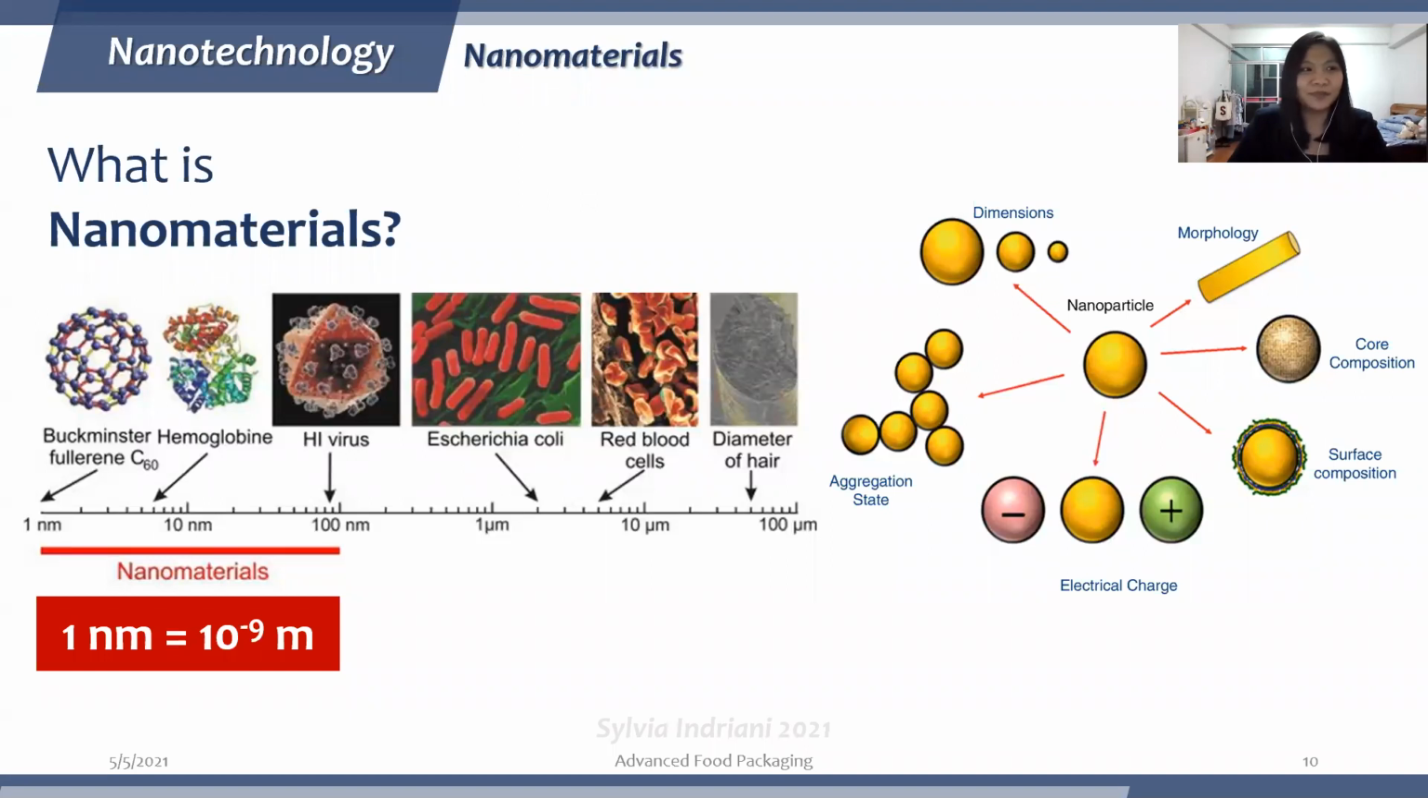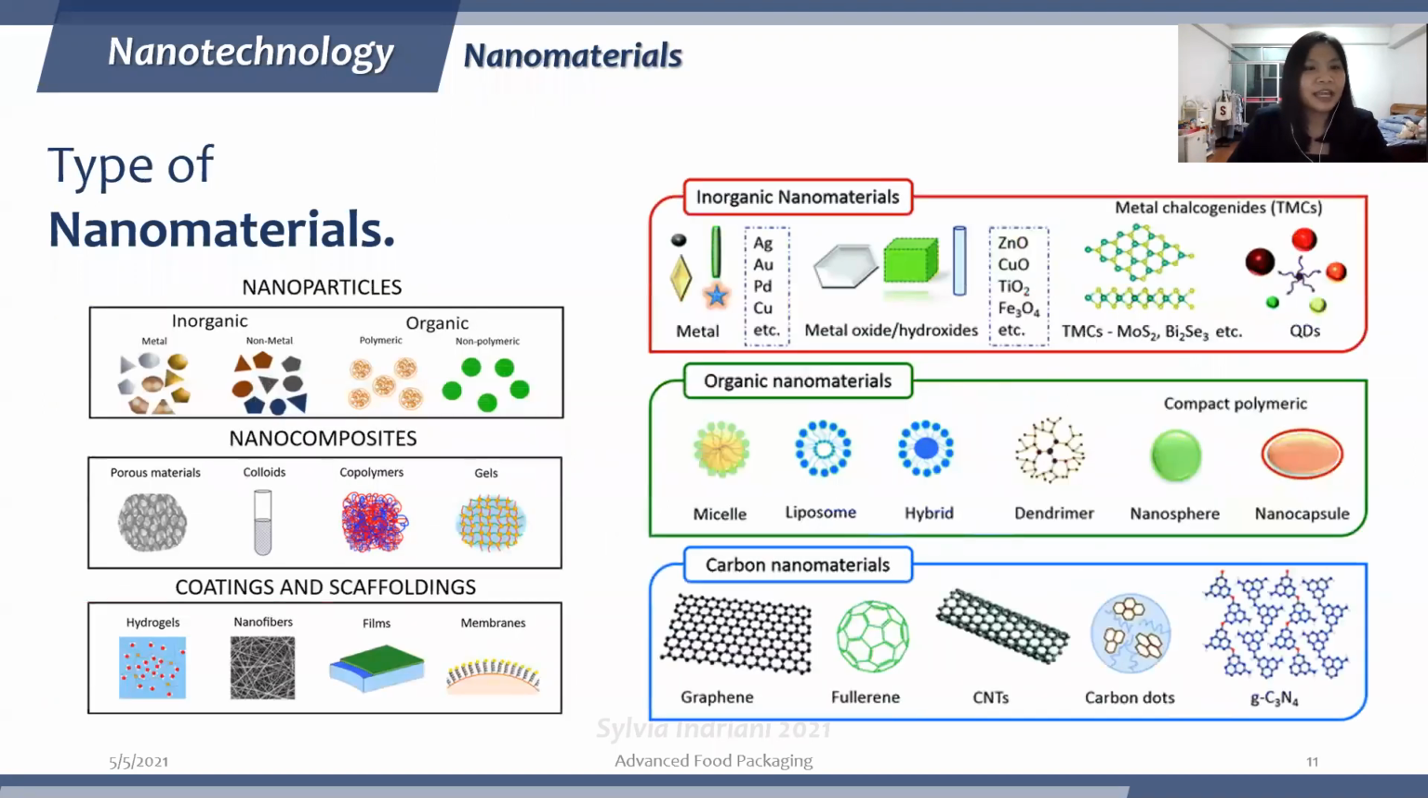Nanomaterials, as I mentioned before, are materials which have a particle size between 1 to 100 nanometers. And they can be categorized based on dimensions, sources, and conformation. It really depends: from the source, it can be categorized as inorganic or organic, and from the conformation, we can see whether it's porous or non-porous. And for the dimensions, I will explain in the next slides.